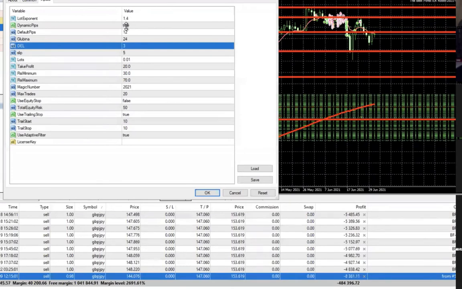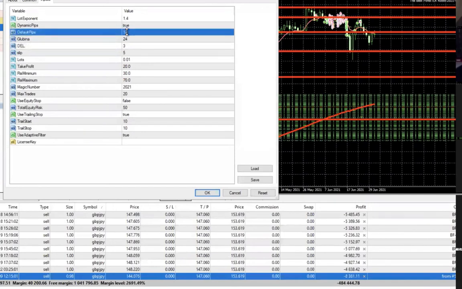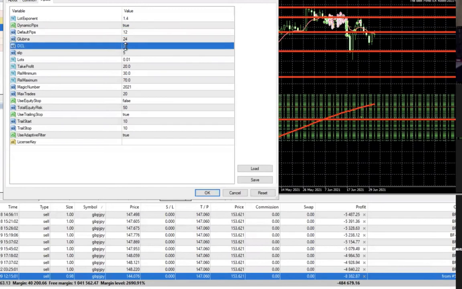I think it is, I'll tell you now, where do you put in the trade size? Oh, there, default pips. So there's a default pips. Yes. So if you put dynamic pips to false, then it'll open every 12 pips. Then it'll open according to your pip step. That's it. Okay. And that's why I think if dynamic pips is off, if this is on false, then your delay will then take effect.